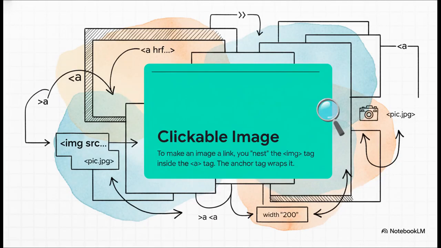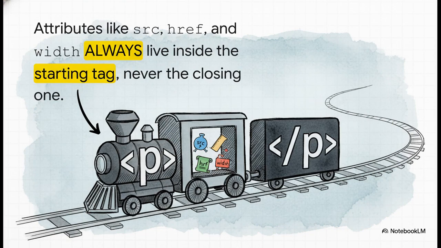Okay, time for a real alpha level move. How do you combine two things we've learned to make an image that's also a link? Ooh, this is a great one. It's all about nesting. You take your normal IMG tag, the one that just shows a picture, and then you take the A tag, the link tag, and you use it to wrap around the entire image tag. So the A tag is the bread, and the IMG tag is the filling. The result? The whole image becomes one giant clickable button. It's a fantastic technique.